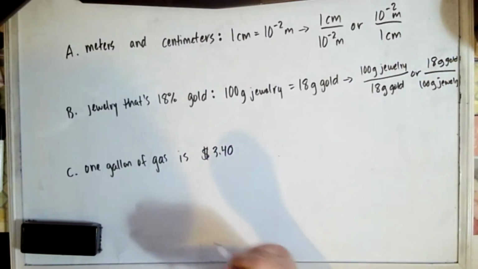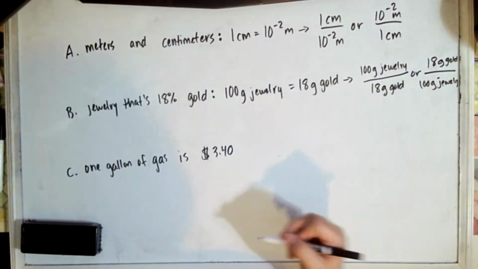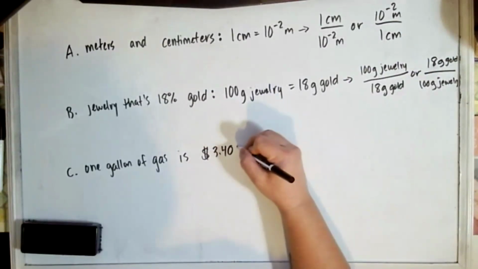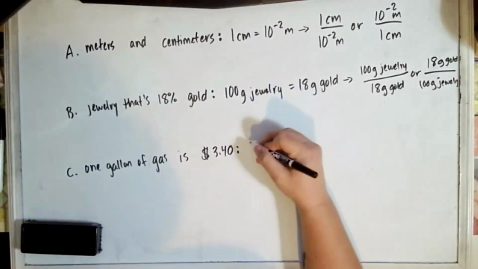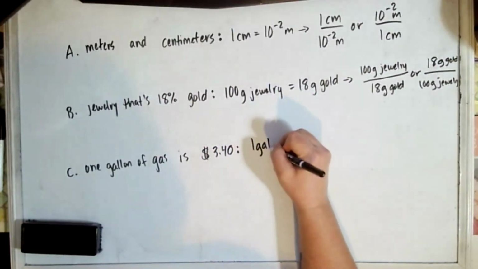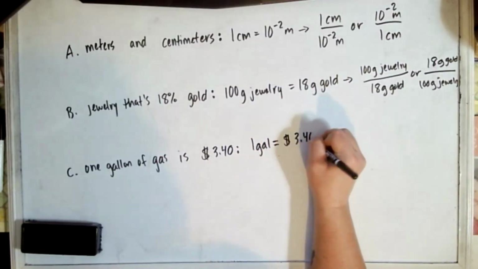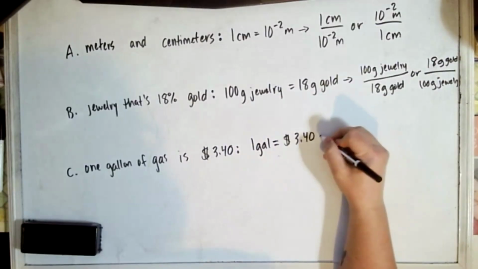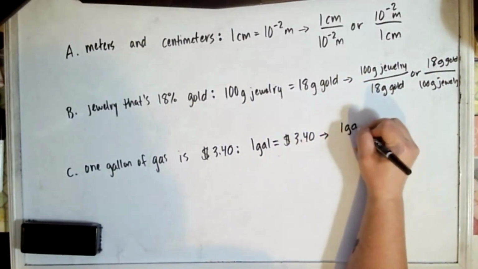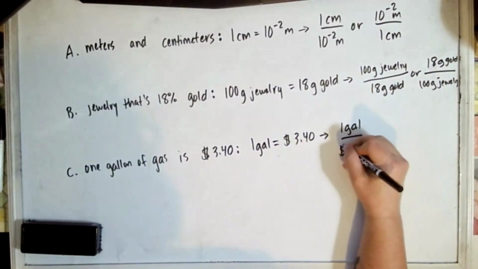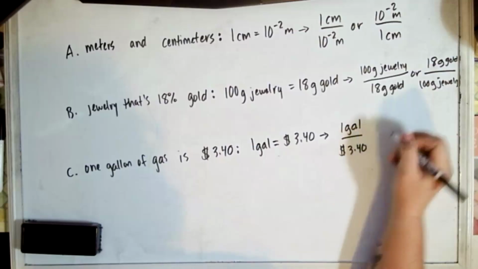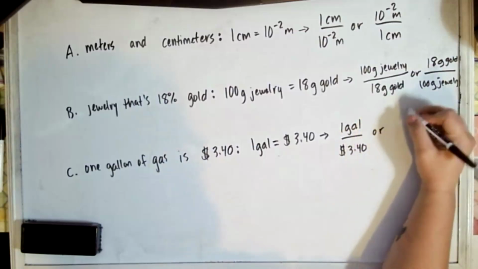And then the last one, 1 gallon of gas is $3.40. So our equality is going to be that 1 gallon equals $3.40. And then these would be our corresponding conversion factors.